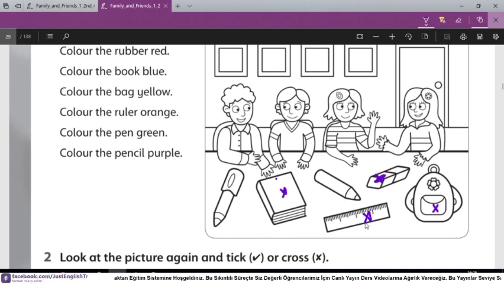What about that one? What is this? What do you think it is? Come on, guys. Yes, it's a ruler. Correct. You sometimes confuse these two. This is a rubber, but this is a ruler, guys. They are different. Be careful. Ruler, but rubber. With B, but with L. Ruler.